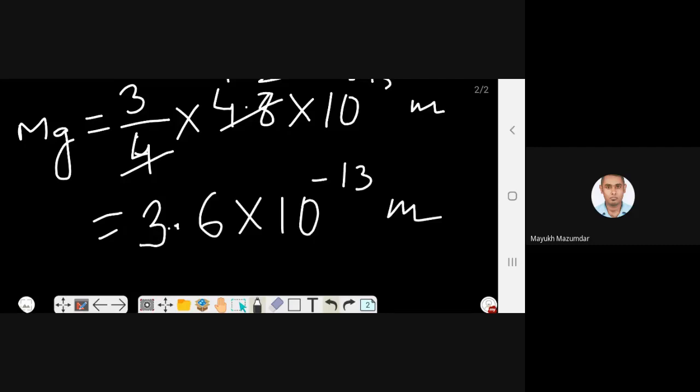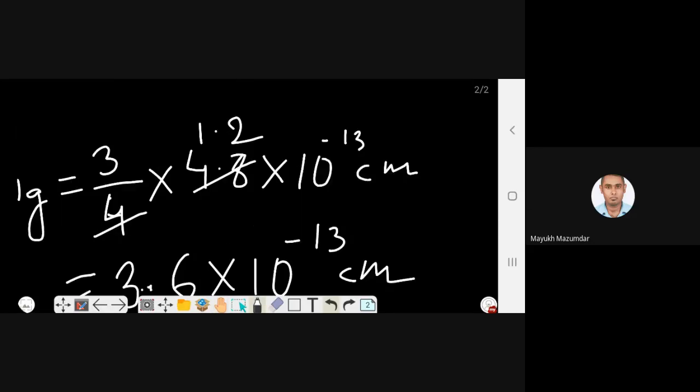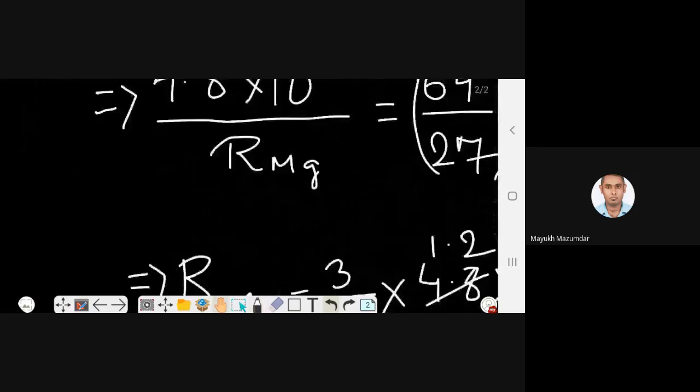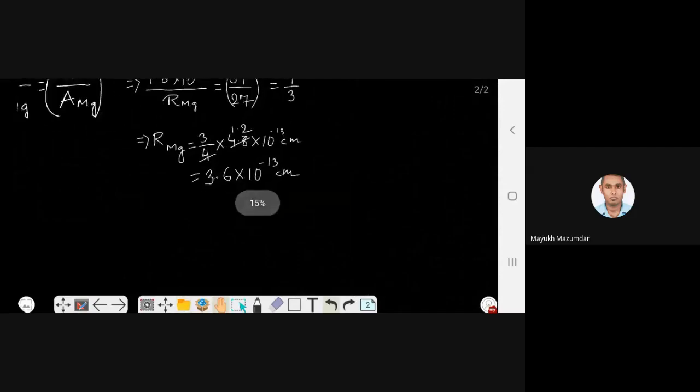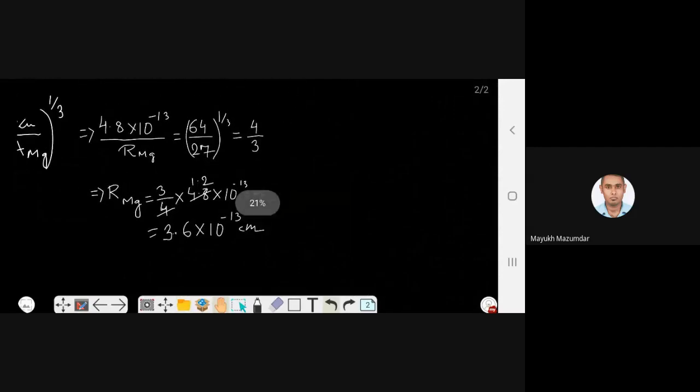Sorry, centimeter. I'm extremely sorry, the data was given in centimeter. Did I write meter anywhere else? Check. No. Okay, so your option is 3.6. You can see there was no necessity of putting this 10 to the power minus 13 here. You have to keep in mind the order would be the same. It's a ratio after all.